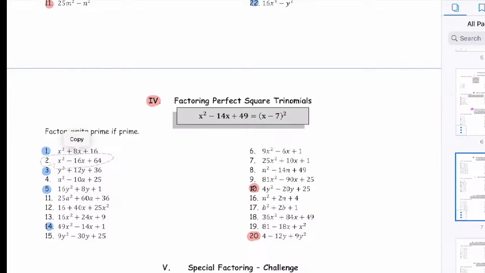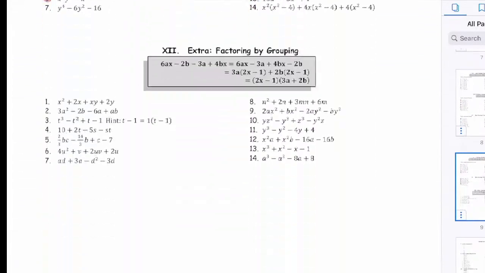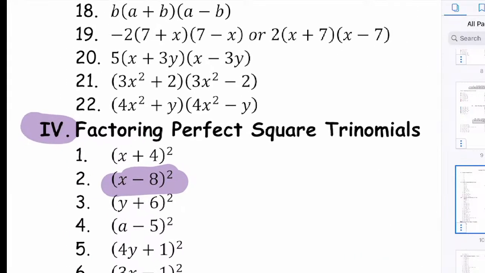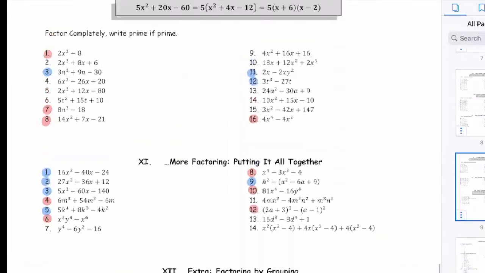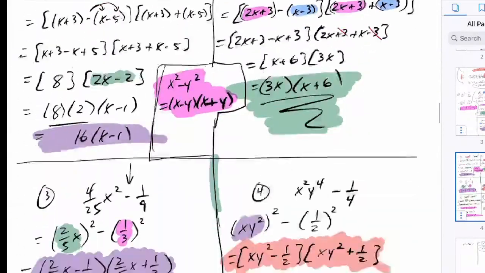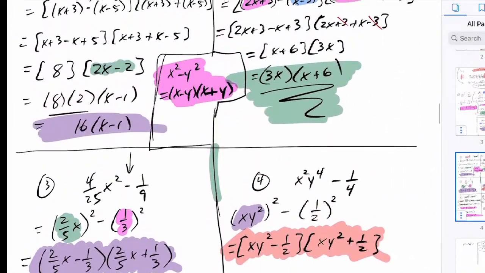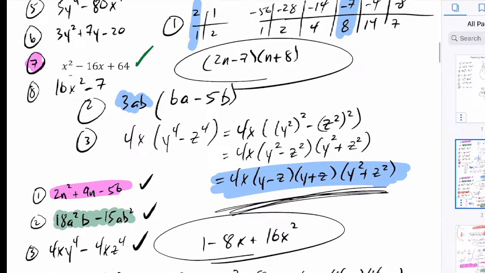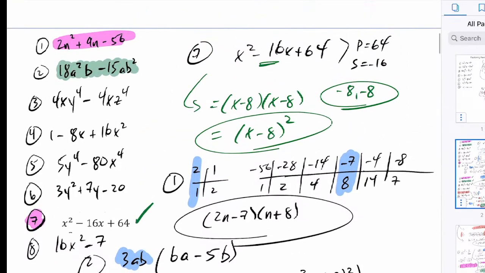Number 2. If I go to the answers for part 4, which are below, it has my answer. It's right here. Here's part 4. This is what I got. X minus 8 squared. See, if you look here, the answer is x minus 8 squared. And that's the exact answer that I got all the way over on number 7, which we did yours first. Same answer.